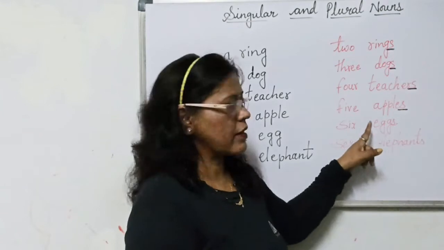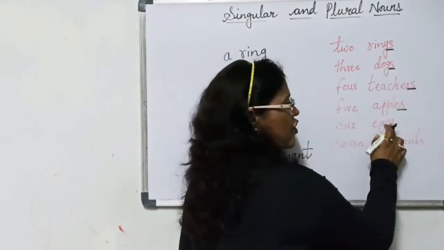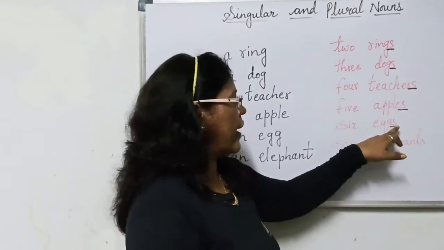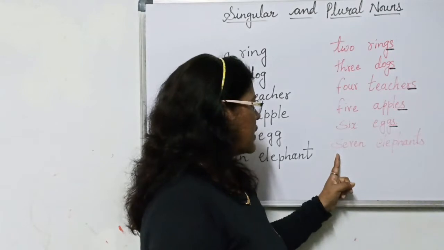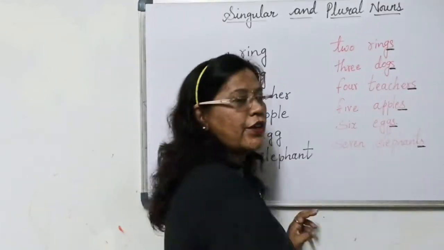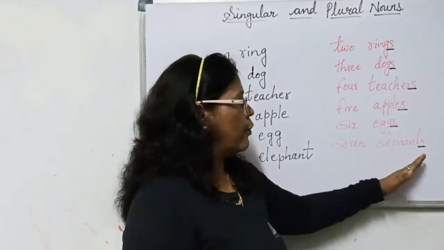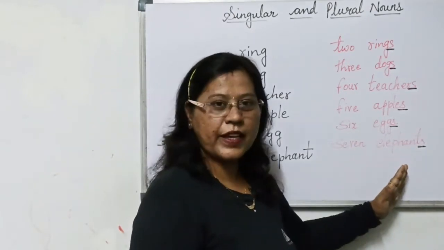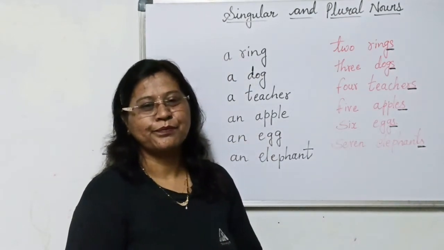Six eggs, okay? Eggs, E-G-G-S, add S. So eggs, six eggs, plural form. Seven elephants, at the end you have to add S. So from singular, it changes into plural form. Got it? We'll move towards the next part.